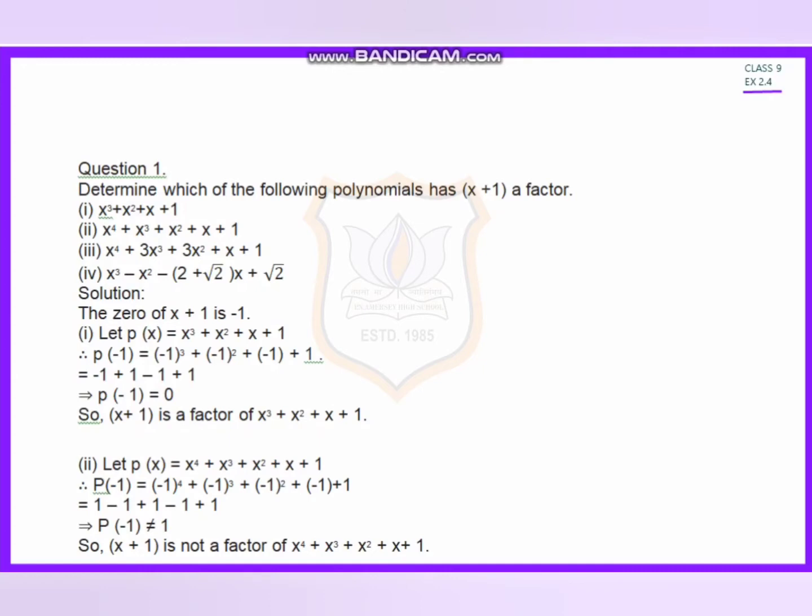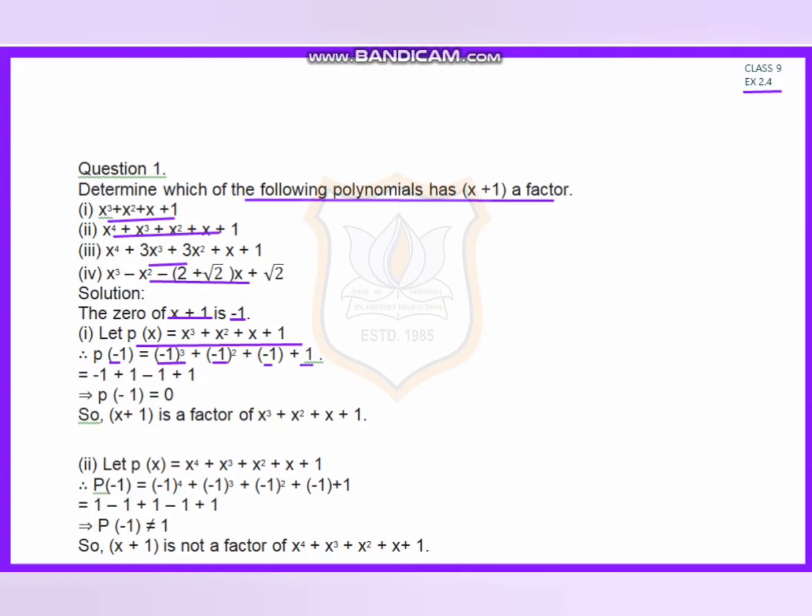Let's start with question number one. Here, is x plus 1 a factor of the given polynomials or not? First of all, we have to find the zeros. The zero of x plus 1 is minus 1. Let p(x) equal x cube plus x square plus x plus 1. Here we have to put the value of x as minus 1. So minus 1 cube plus minus 1 square plus minus 1 plus 1.